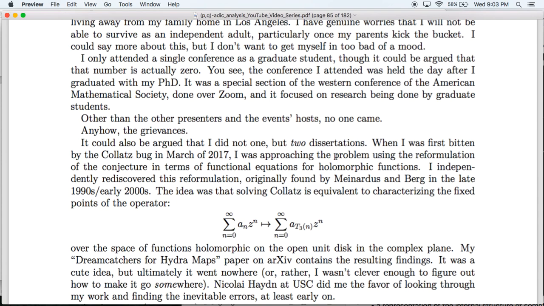What we do is we take a power series with radius of convergence at least 1, and then we apply the shortened Collatz map to the subscript of the coefficients. I called this a permutation operator. My Dreamcatchers for Hydra Maps paper on arXiv contains the resulting findings. It was a cute idea, but ultimately it went nowhere, or rather I wasn't clever enough to figure out how to make it go somewhere.